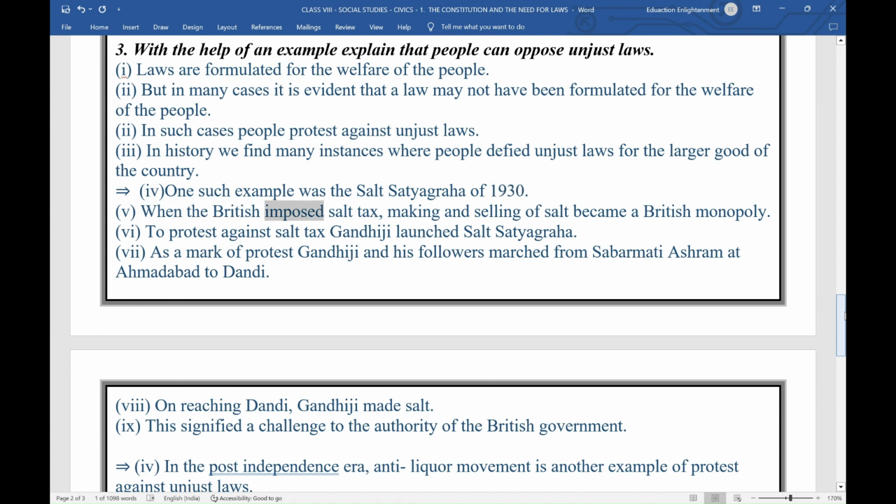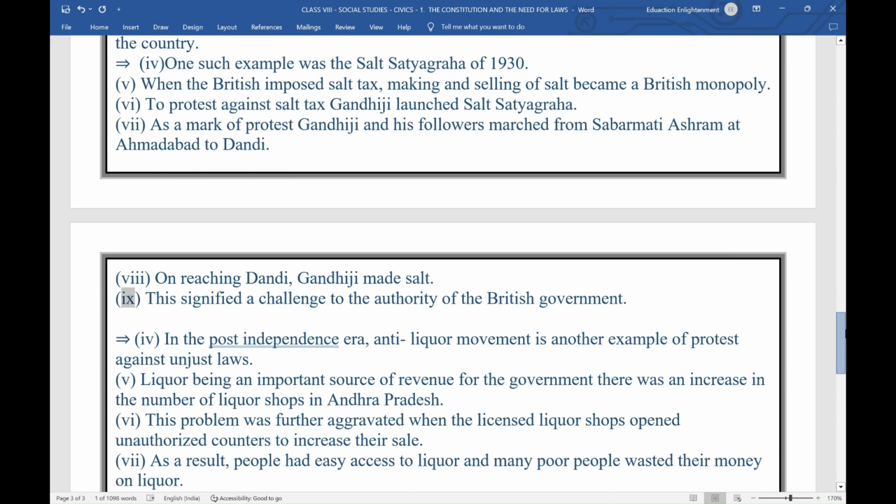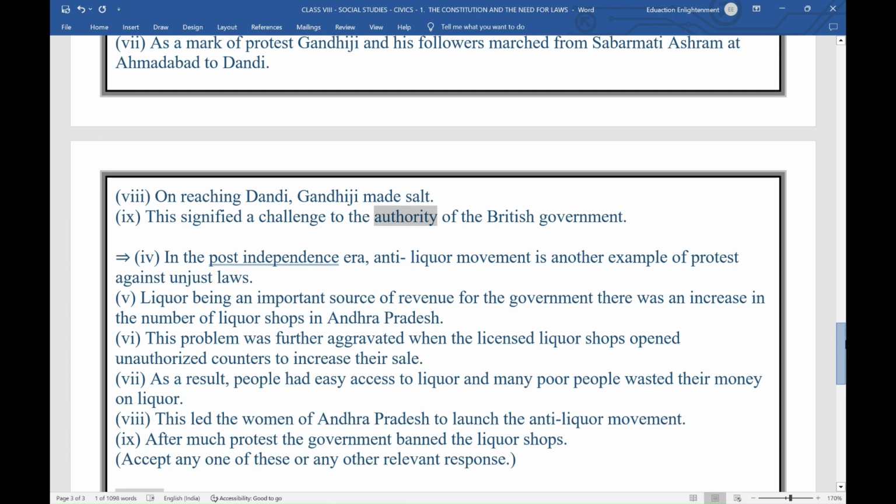6. When the British imposed salt tax, making and selling of salt became a British monopoly. 7. To protest against salt tax, Gandhiji launched Salt Satyagraha. 8. As a mark of protest, Gandhiji and his followers marched from Sabarmati Ashram at Ahmedabad to Dandi. 9. On reaching Dandi, Gandhiji made salt. 10. This signified a challenge to the authority of the British government.